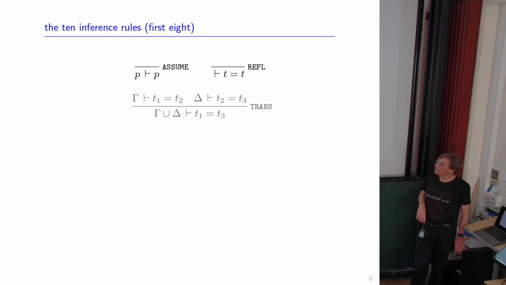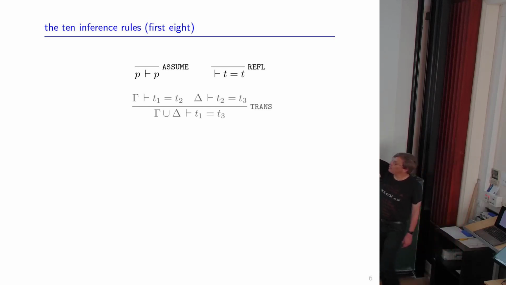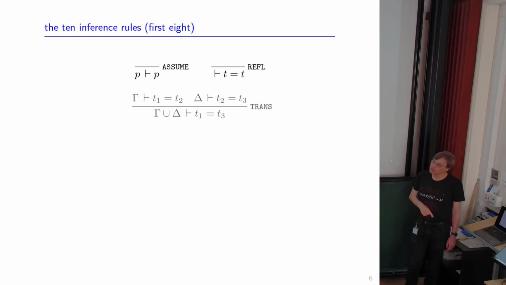But in HOL Light, it goes top down. If I know equality from some assumptions gamma, and I know the other equality from some other assumptions, delta, then from the union of those assumptions, I get the third equality.